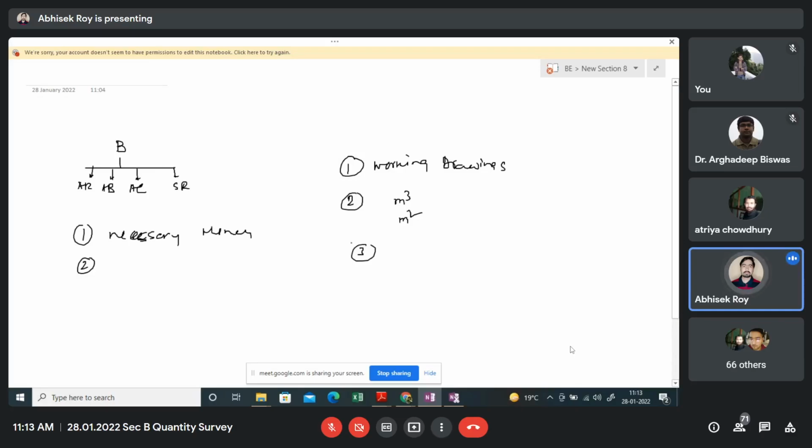And then what you can do, you can measure the different quantities by, normally we generally follow two sorts of methods. One is called central line method and another one is called long wall short wall method. Long wall short wall method. So by this method we will measure the quantity of everything, and then ultimately we will prepare the measurement sheet and obviously we will calculate the quantities.